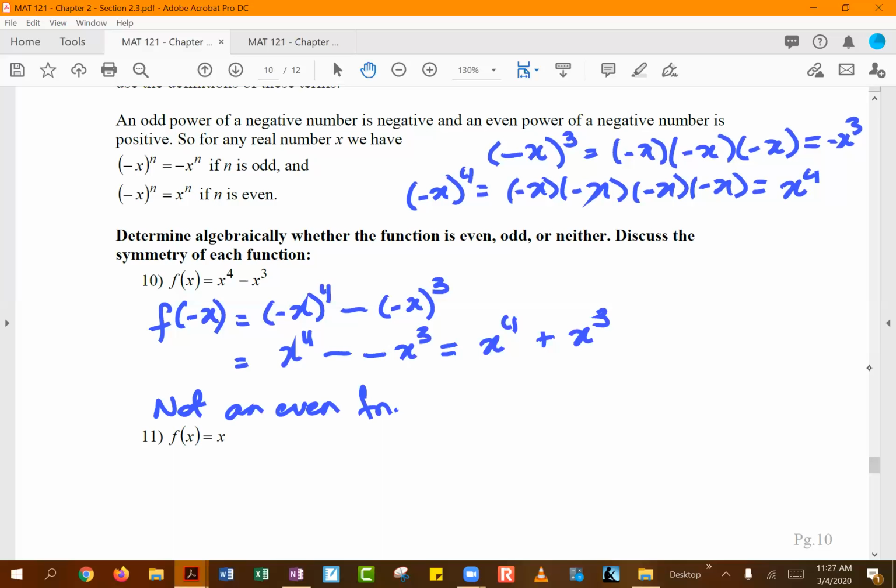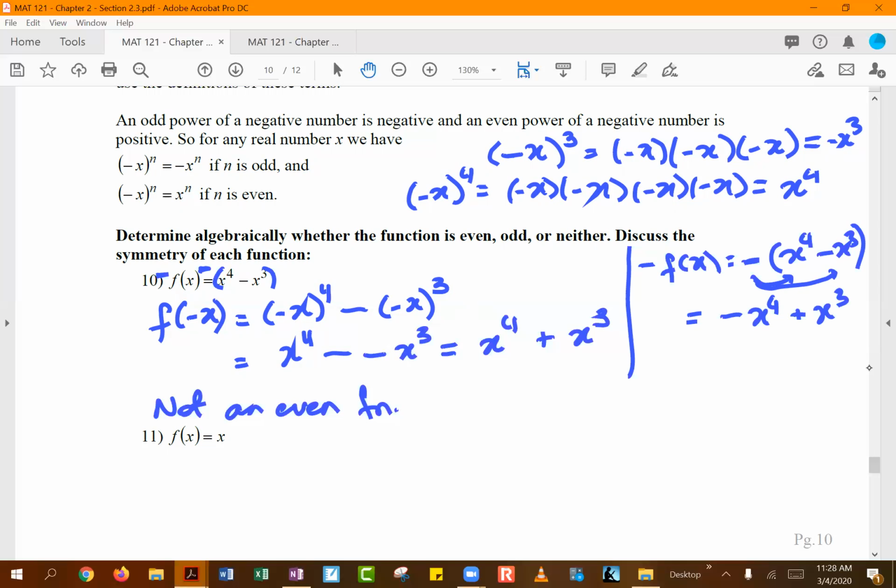For it to be odd, remember what I said, it should make the entire function negative. So the idea here is what happens if I put a negative sign in front of my function. If you do negative on the outside, that means you're taking negative of x to the fourth minus x to the third, which was our original function. So will we get a negative of the original function? Because if you distribute this negative sign, you will have negative x to the fourth, negative and negative, positive x to the third. Is that the same as this guy?